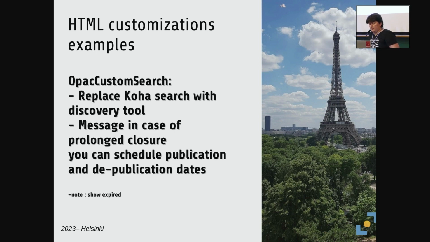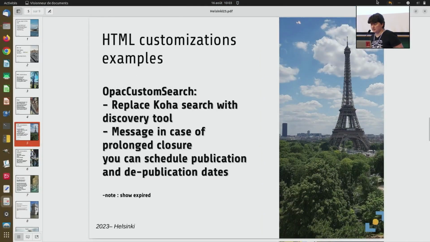So for the HTML customizations, some ideas are to use the OPAC custom search to replace the Koha search with discovery tools, maybe. Or a message in case of prolonged closure: if you don't want people to use the catalog because it is not useful, you can replace the search box with a text. It's an idea.